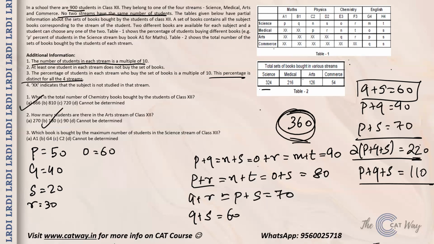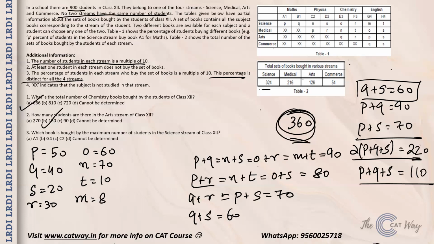Then let's see from here, what do we have? Okay, we have N plus S. So N plus S is 90, and S is 20. So N will be equal to 70. Then what you have is N plus T is 80. So N is 70, so T will be 10. Then you have M plus T where T is 10, so M will be equal to 80.